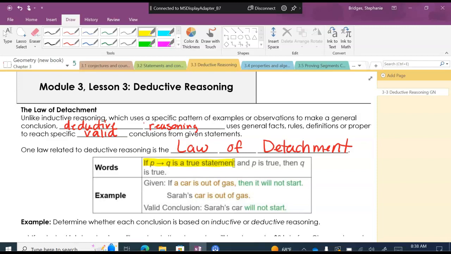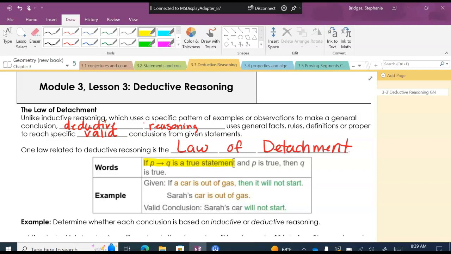And then I would say, okay, what conclusion can you make? Yes, Kingsley gets a tardy, right? My statement says, if my hypothesis, then my conclusion. And then I'm going to say, well, my hypothesis happened. So therefore, the conclusion that I could make would be that Kingsley gets a tardy. So that's the law of detachment.